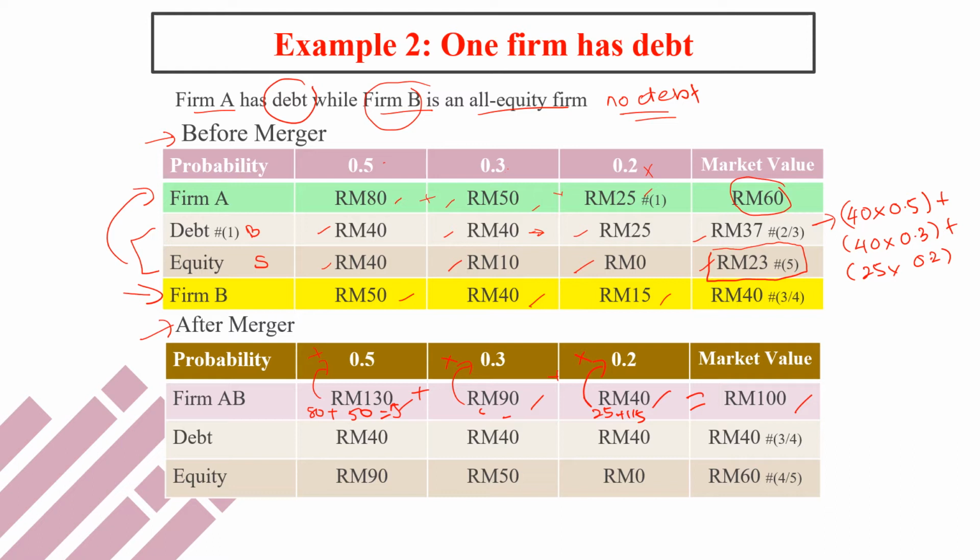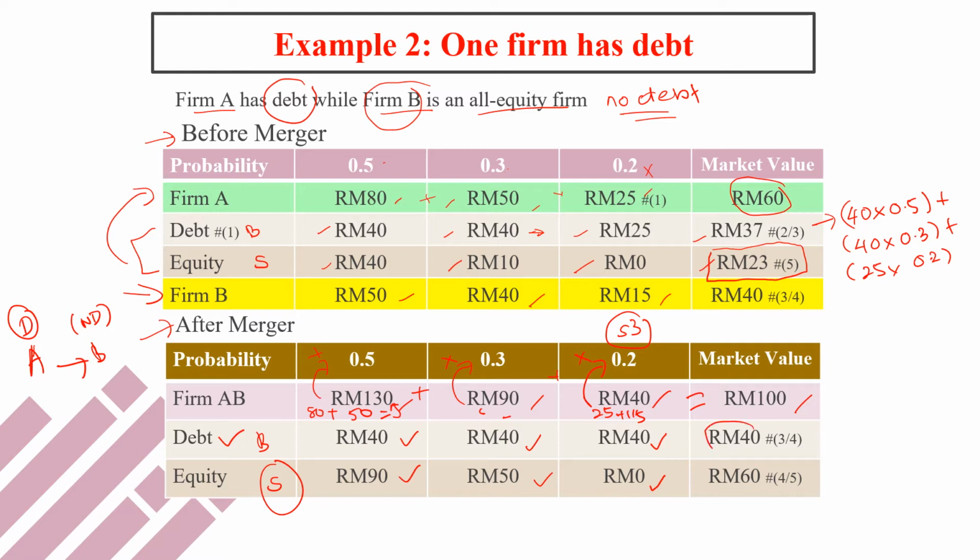For debt and equity, company A ada debt and then company B no debt. So, bila company A ada debt, kita kena priority dekat debt. So, every state kena bayar RM40, RM40, RM40, and then baru kita bagi dekat shareholders. So, 90 is the balance to the shareholders and 50 to the shareholders ataupun stockholders. And the last one, 0. Sebab the amount yang hutang tu kita dah cover sebab the firm AB untuk state ketiga hanya ada RM40. So, all the RM40 have been spent to the bondholders. So, shareholders will get nothing on state 3.